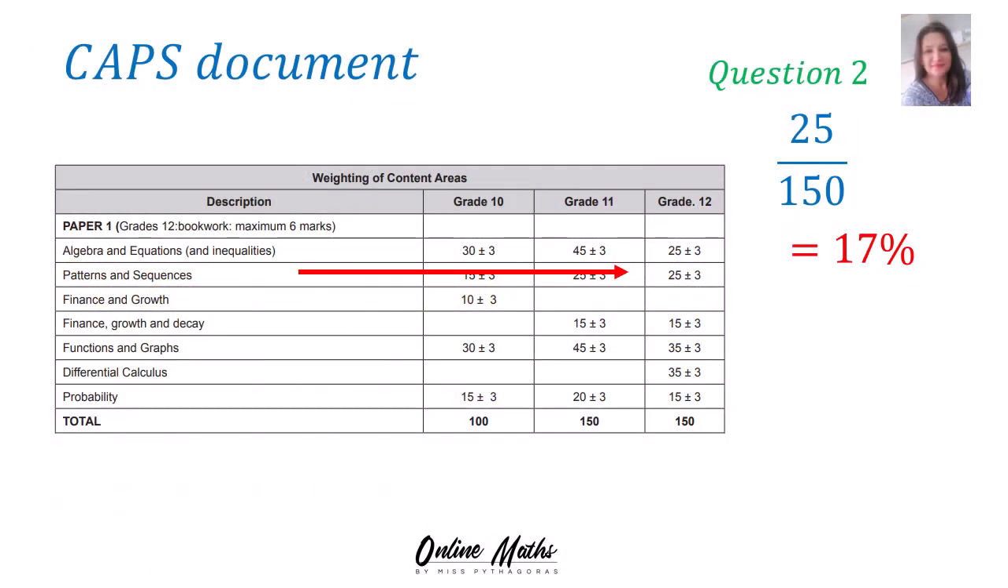Now let's go to the CAPS document first. You will see that patterns and sequences count 25 out of the 150. That means 17% of your paper is on this topic.